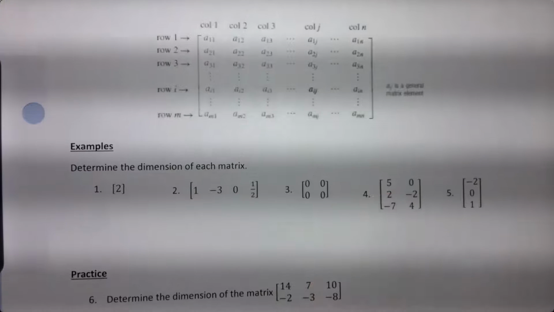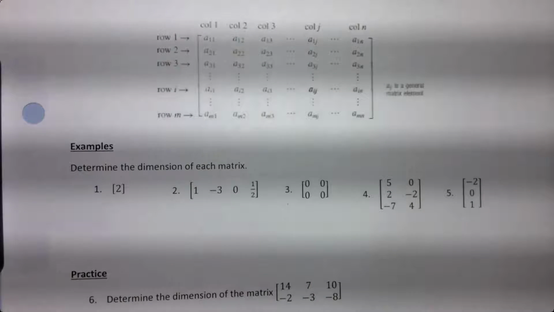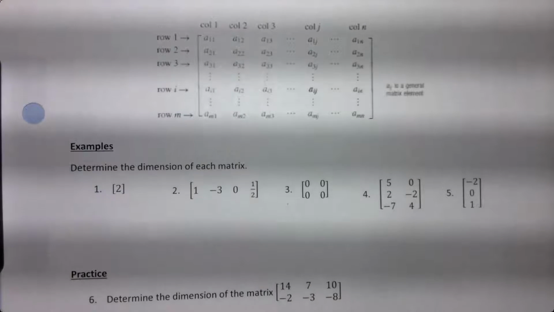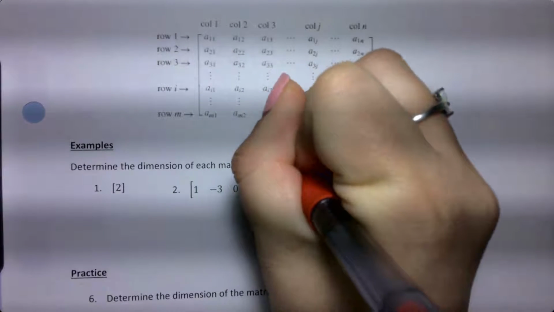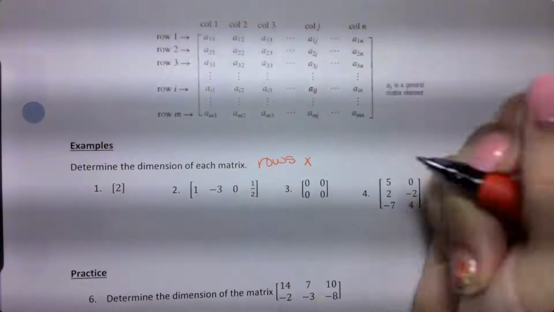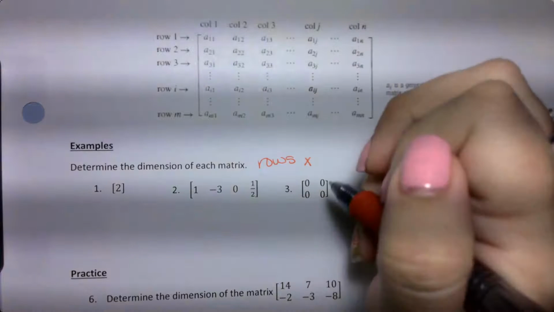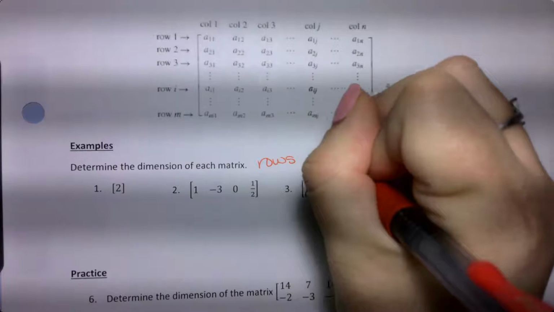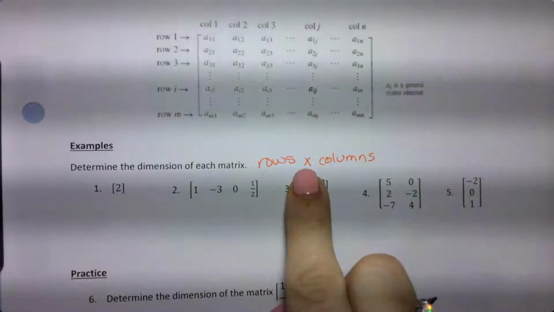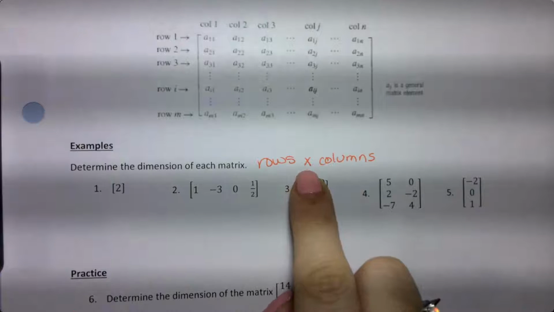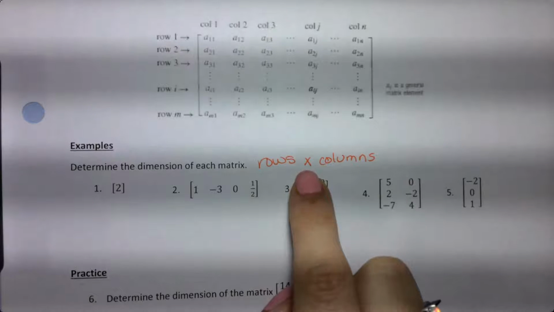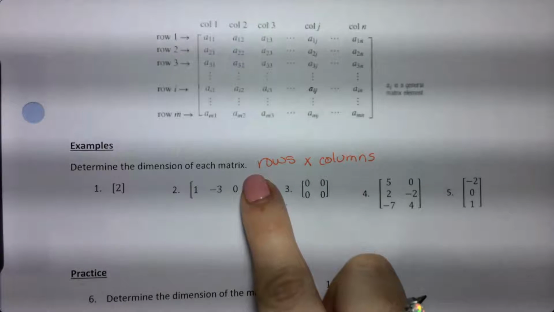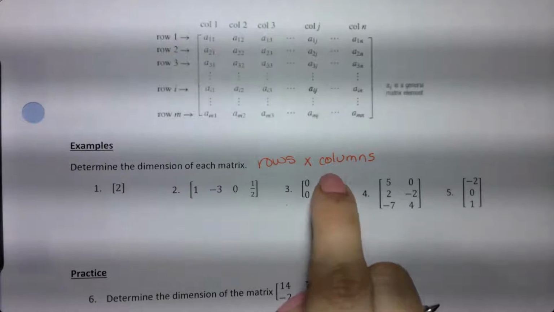My first 5 examples want me to determine the dimension of the matrix. So the way I do this is, like I highlighted up above, I want to write the number of rows with the letter X times columns. This X does not mean multiplication. It's more like when we are in geometry and we're doing area, and I use that X to represent by. So I'm going to say it's a certain number of rows by a certain number of columns.